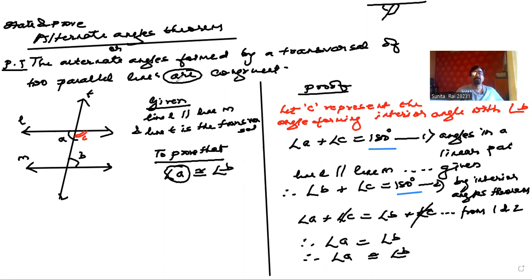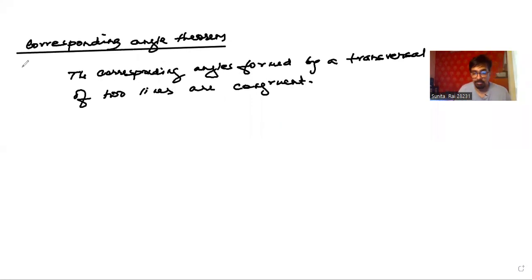Now I go to the next theorem again. Got it? We go to the next theorem, very important. Corresponding angles theorem, what it states, children: the corresponding angles formed by a transversal of two parallel lines are congruent. Okay? It means from now onwards, whenever you see two parallel lines, the first theorem I taught was the interior angles theorem, that the interior angles are supplementary. Then the next theorem I taught was the alternate angles theorem.